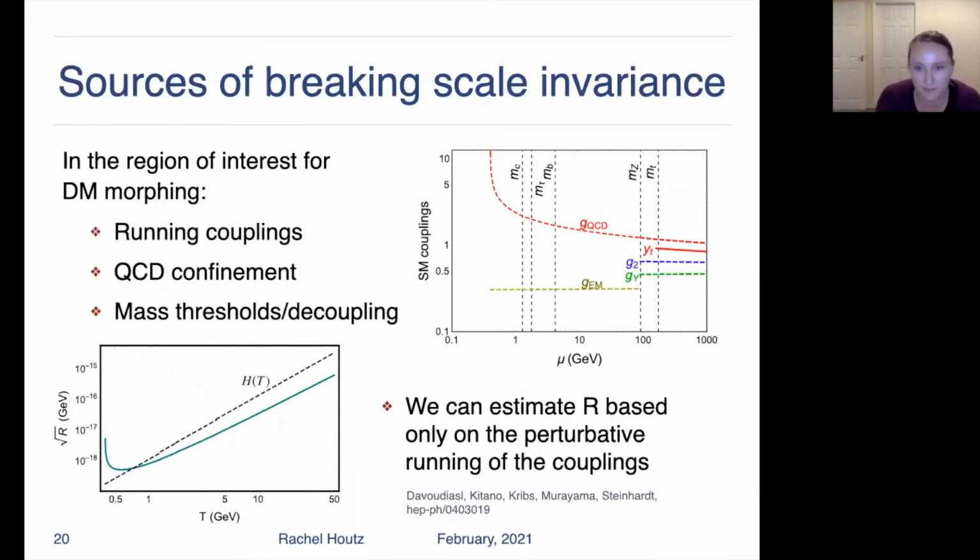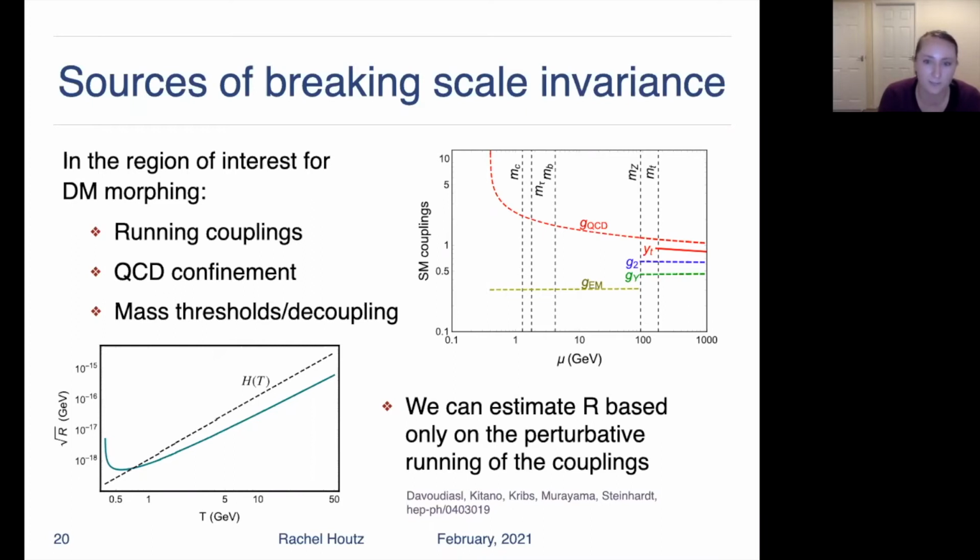I'm going to zoom in on the region we're interested in, where most of the dynamics for the way we set up this phase transition happen, between 10 GeV and 0.1-ish GeV, right around confinement, basically. So in the region of interest, we have running couplings, we have QCD confinement, and we have mass thresholds. Those are the 3 sources of breaking of scale invariance that could generate a non-zero Ricci scalar. And if this prefactor in front still scales like Hubble, then we get this nice scanning behavior from the mass.